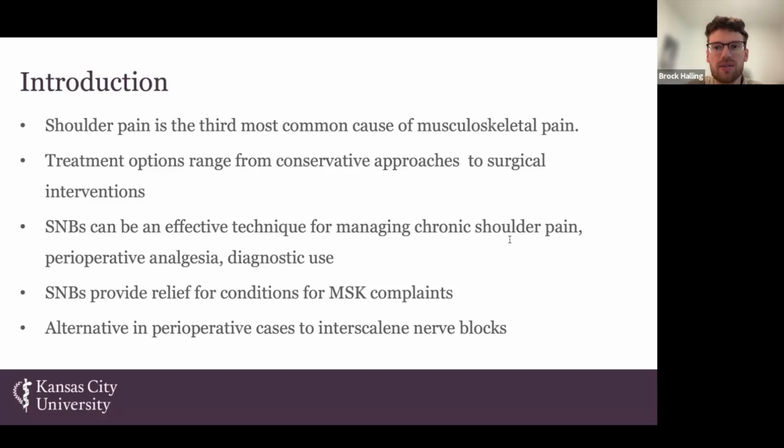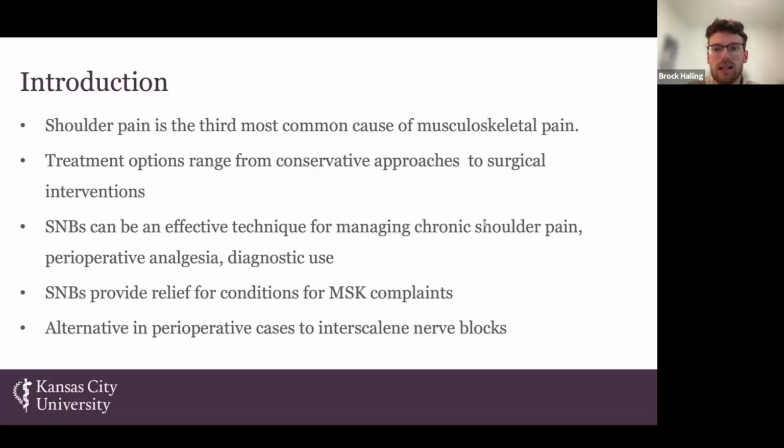The suprascapular nerve originates from the C5, C6 nerve roots of the superior trunk of the brachial plexus, passing from the axilla and traversing posteriorly through the suprascapular notch to supply the supraspinatus and infraspinatus muscles. It sends sensory branches toward the glenohumeral joint, where it provides approximately 70% of the sensory innervation of that articulation.